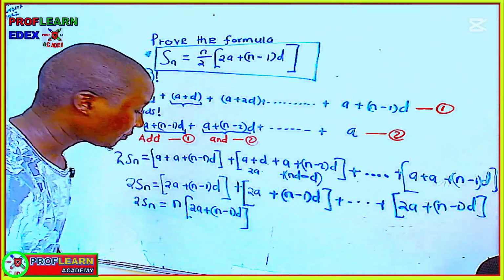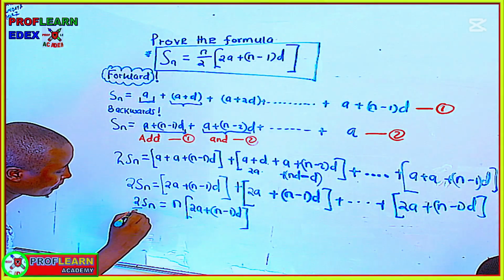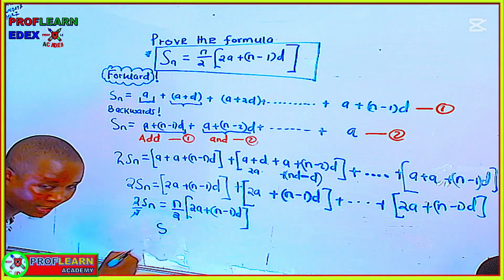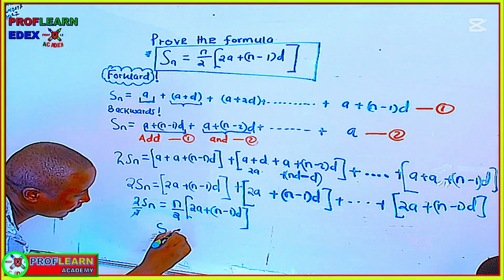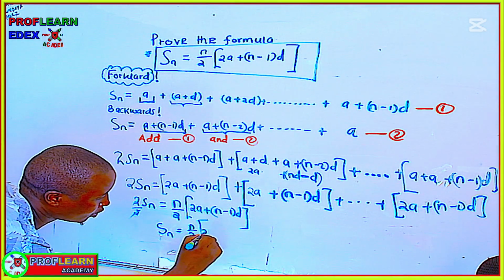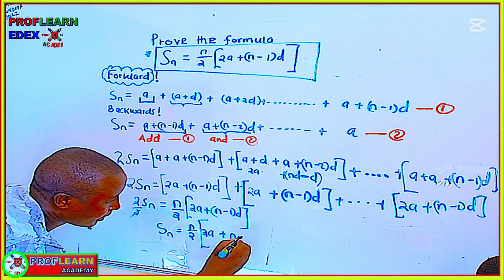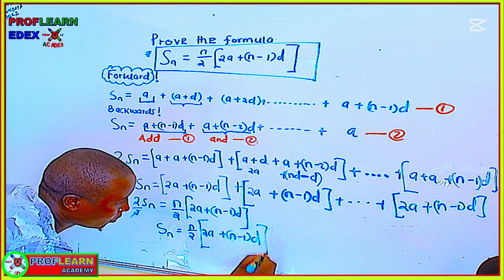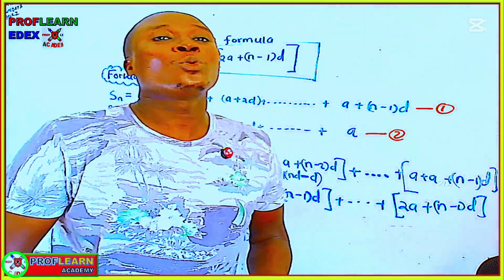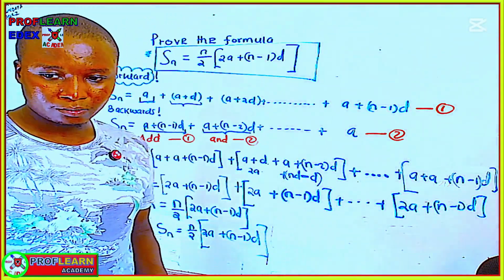Okay, then you can divide by 2, this will cancel out, and we shall have our Sn is going to be n over 2 into brackets 2a plus n minus 1 into d. And that becomes the formula that you were supposed to prove.